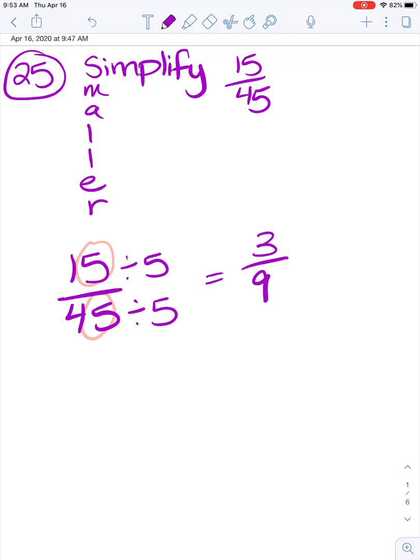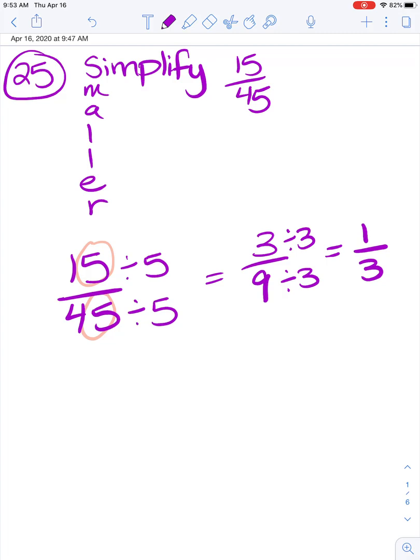Okay, so I did make it smaller, but I did not make it into its smallest equivalent fraction. And the reason I know that is because I know that 3 goes into both of those, 3, 6, and 9. So because 3 goes into both, I'm going to divide by 3. And whatever I do to the bottom, I do to the top. So my simplest form is 1/3.